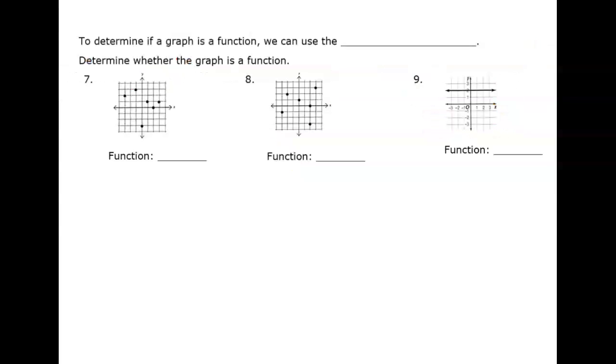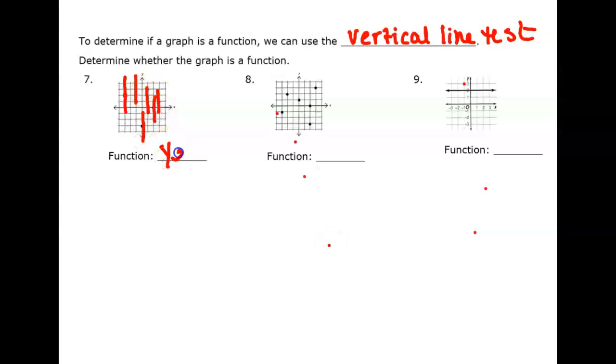Let's look at number 7. So looking at the graphs, we can determine if a graph is a function. We use what's called the vertical line test. What I mean by that is if I draw a vertical line through each one of the points and I only go through one point, then it passes the vertical line test and it is considered a function. If you notice, there's nothing above or below any point. I could draw a vertical line and never go through more than one point. So that passes the vertical line test, so we would classify this as a function.